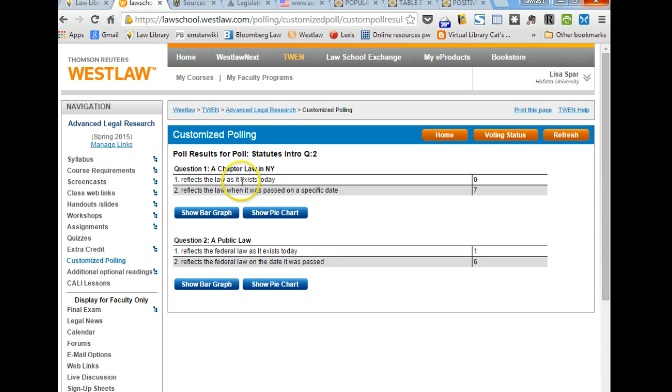Okay, so a chapter law in New York reflects the law when it was passed on a specific date. Absolutely. We only have 7 people voting.